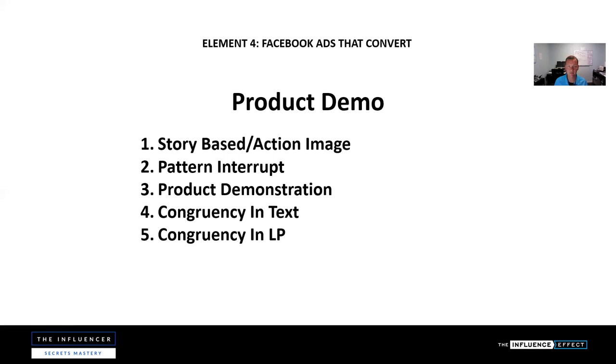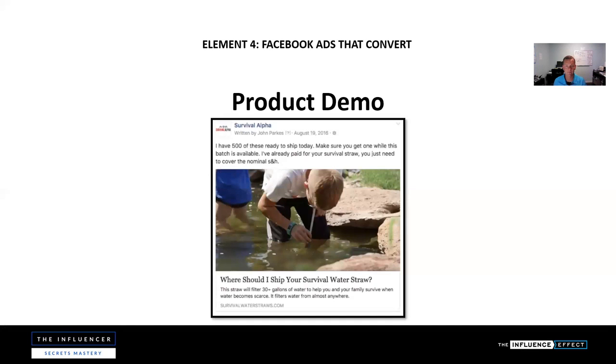You can also have images that are product demo, that are story-based, action images. It's going to create pattern interrupt. You can see the person actually demonstrating the product, and the congruency in the text, whether it's the headline or the copy. You're going to see that, and congruency in the landing page. So they click on the ad and they land somewhere else. It's called a landing page. So you can do those kinds of things. So as an example, this is a product demo. And so it's an action image.